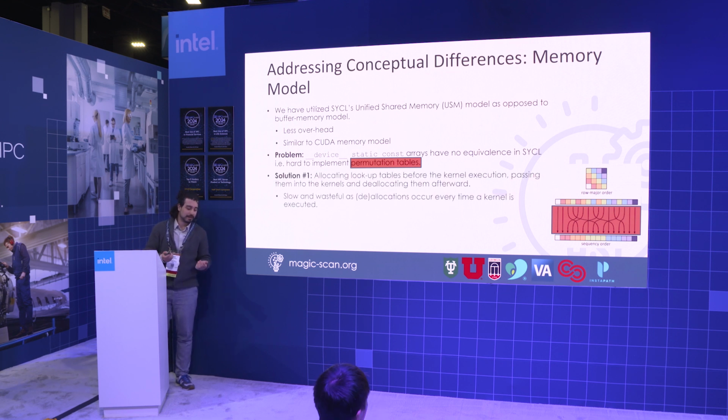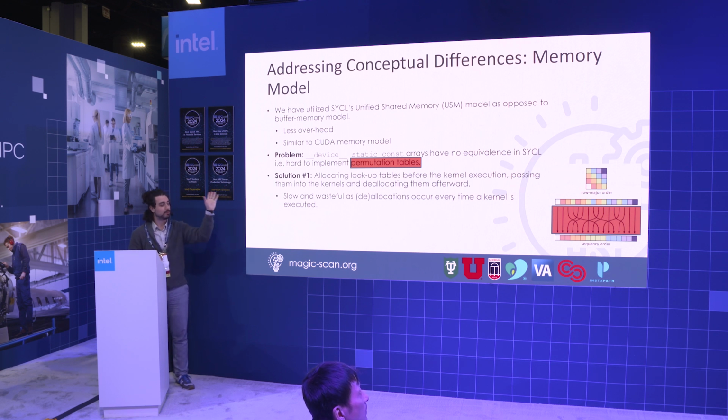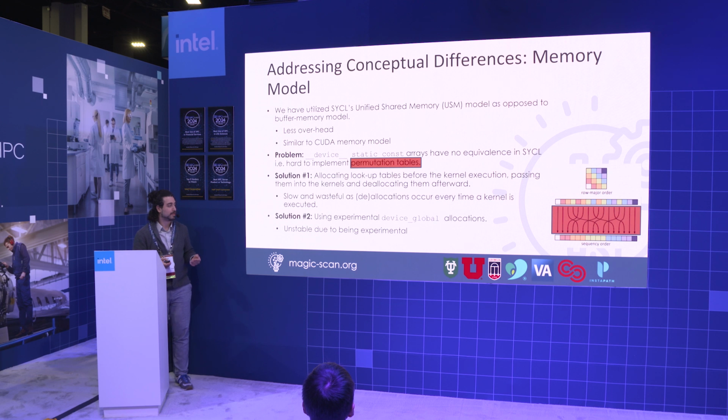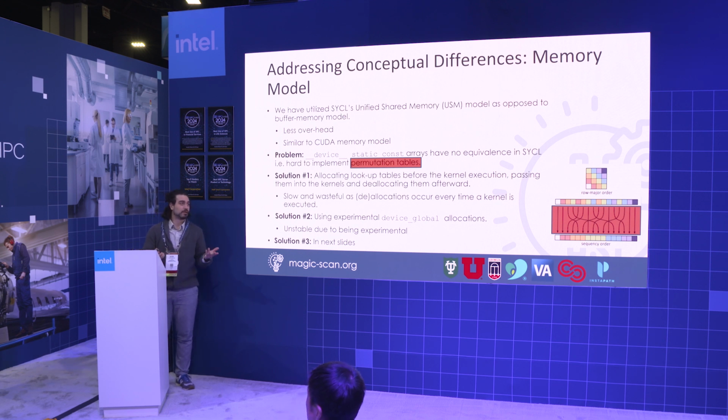We attempted the most wasteful solution maybe, which is allocating this static table every time, doing the transformation, and deallocating it after the kernel execution was done. Of course, this is wasteful and slow, so we got in touch with the Intel engineers and the support team, and they suggested that we use their experimental device global allocation method. This, although it worked on certain GPUs, we opted out for a third solution. I will come to it in the next slides when I'm talking about the optimizations, at least one of the optimization steps we took to improve the throughput of ZFP.